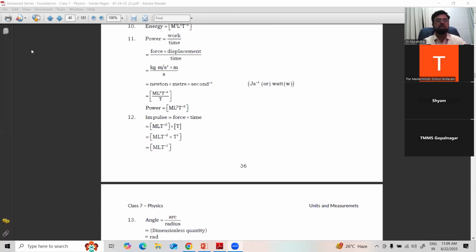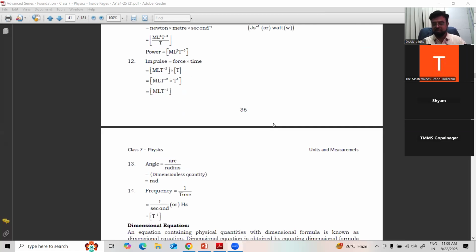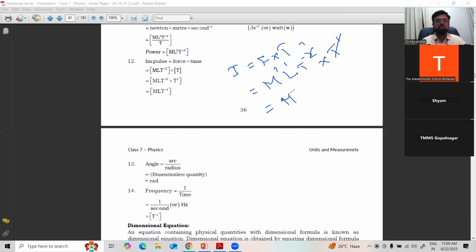Power, the 11th one. 12th, impulse. Impulse is nothing but force into time. Force is nothing but mass into acceleration, into time, T1. So the 1 will cancel, minus 1 will be left: M1 L1 T minus 1. Same thing here.